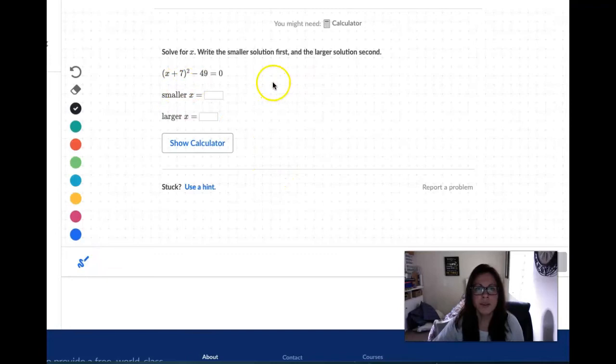All right, so when it appears to be in vertex form, opposite, same kind of thing, we want to isolate the parentheses, so we're going to move the 49 to the right side. So I'm going to just go ahead and do that here. A little bit less difficult to do.